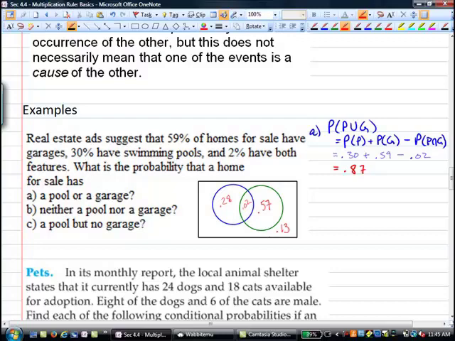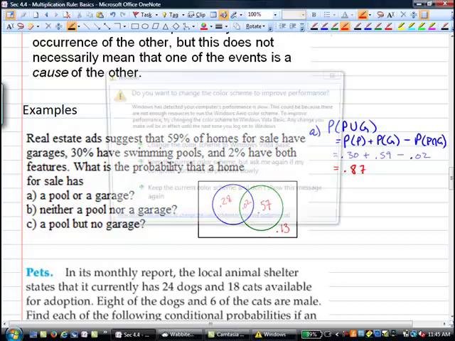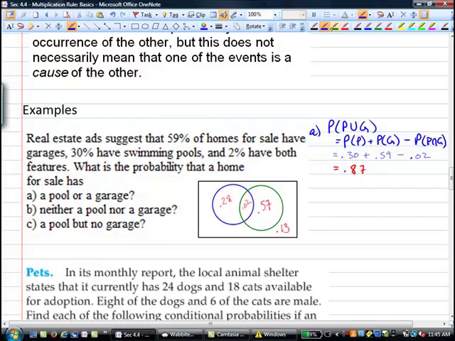I think looking at the Venn diagram makes it easier to envision that what you want to do is subtract this number from 1. So this is the pool, this is the garage, and for part B, we're looking for neither a pool nor a garage. So that's A complement and B complement. And that's going to be 1 minus 0.87, which is 0.13.